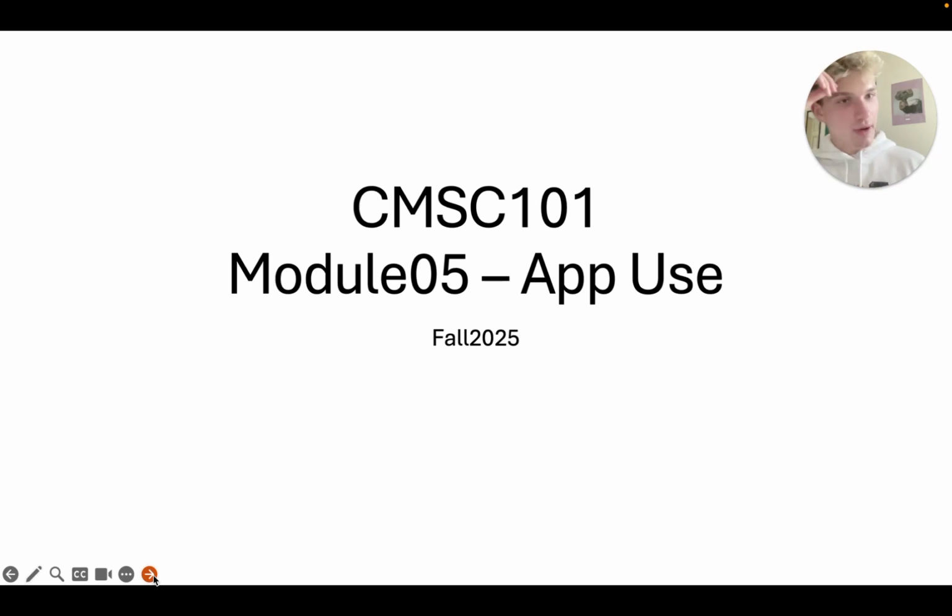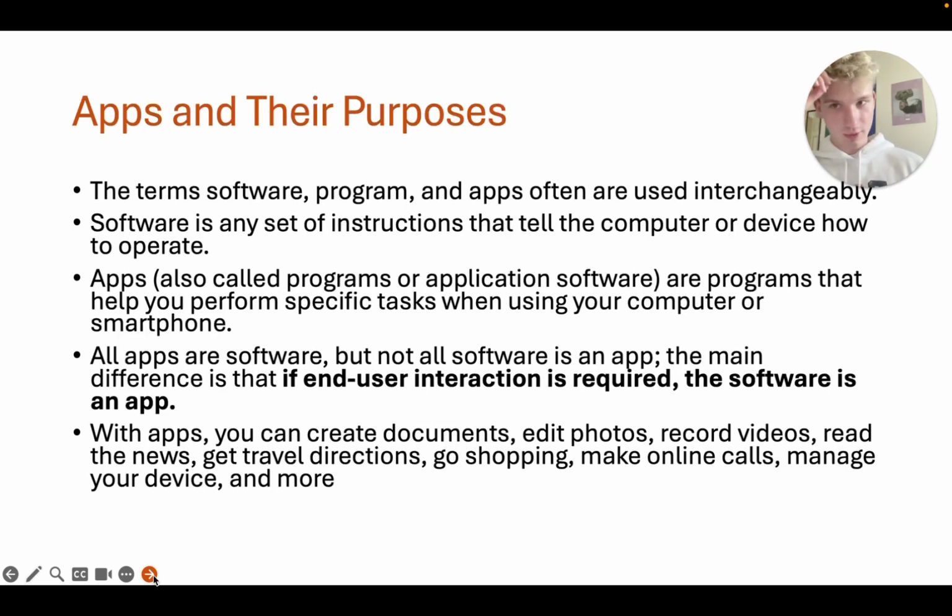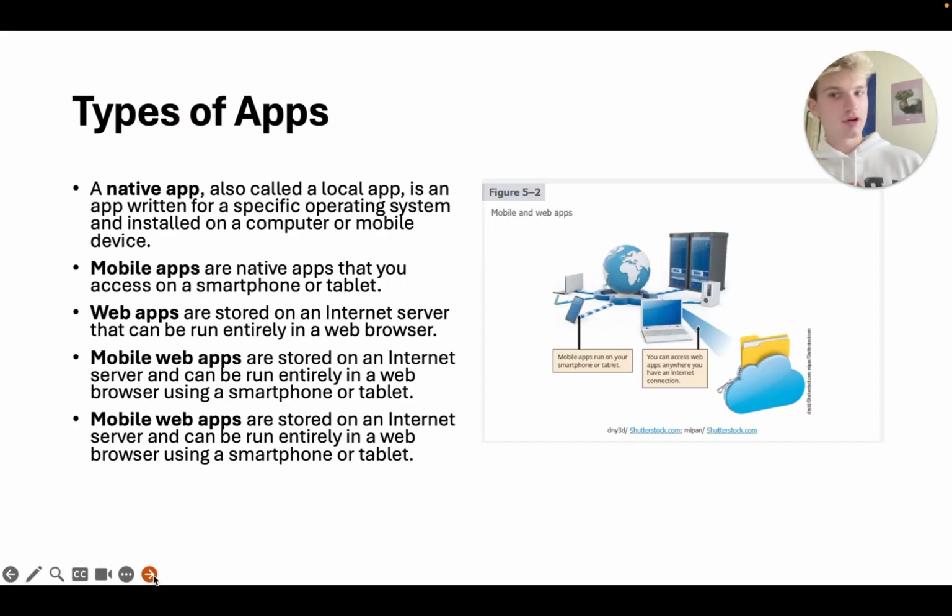Getting into Module 5, we learned about app use. We learned about apps and their purposes. The terms software, program, and apps are often used interchangeably. Software is any set of instructions that tells the computer or device how to operate. We learned about different types of apps.